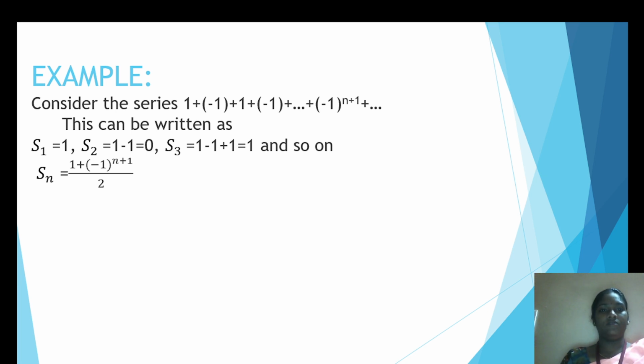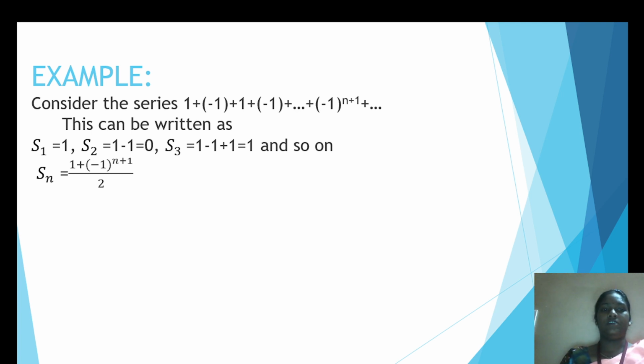This is how we find out the series. One thing you can also observe is that S1 and S3, both odd indices, give the answer as 1. If it is even, that is S2, S4 and so on, you will get the answer 0. That is, the answer varies between odd and even. If it is odd, you get 1. If it is even, you get 0. That is, the series is oscillating between two finite values.